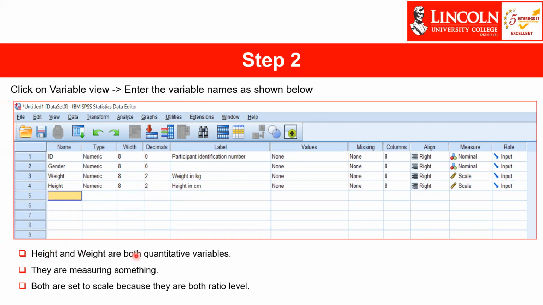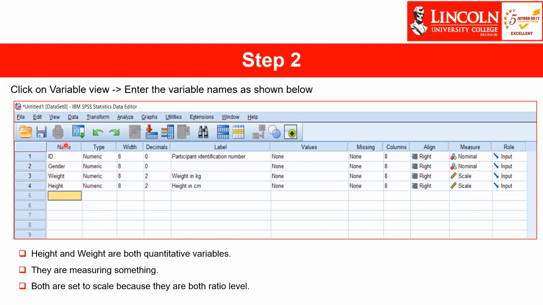we said the height and weight are both quantitative variables, and that's why we assign scale to them. And of course, we make them 2 decimal places because we presume that they may be something point something. If you want to make it 3 or 4 decimal places, you just have to increase this value. Both are set to scale because they are both ratio level variables. In any case, these are the sample variables that we'll be working on, and this is how to create these variables.